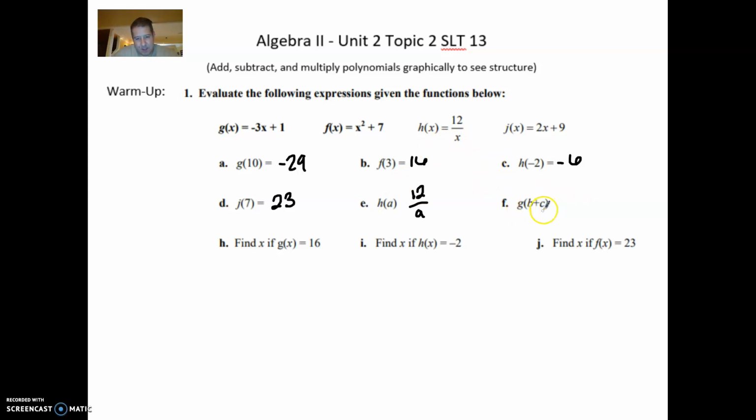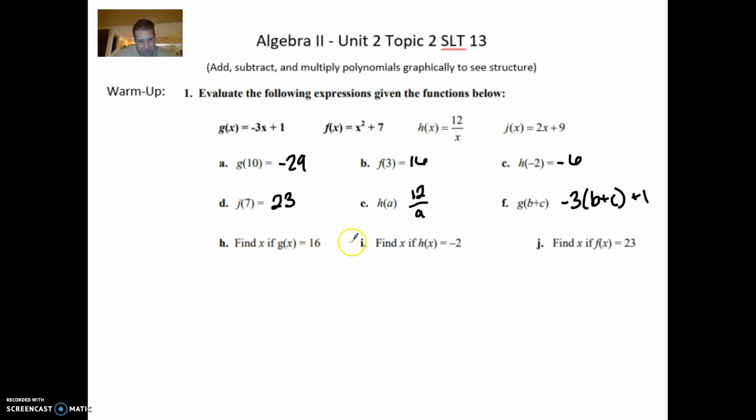G of b plus c. So if I put b plus c in for x, where's g of x? That's negative 3 times b plus c, plus 1. I believe that's what we're supposed to be doing. So put b plus c in there and solve: negative 3 times b plus c, plus 1.